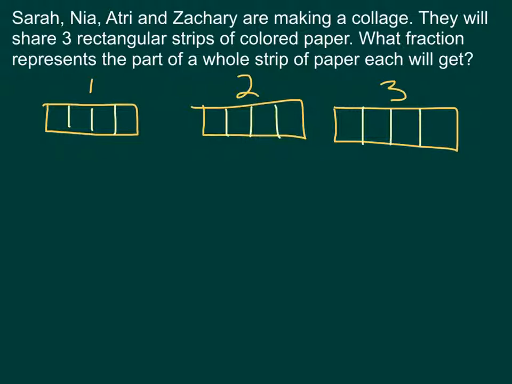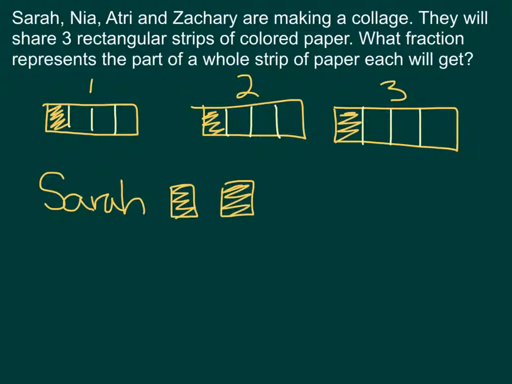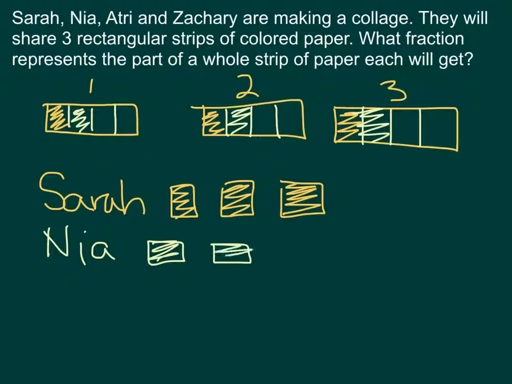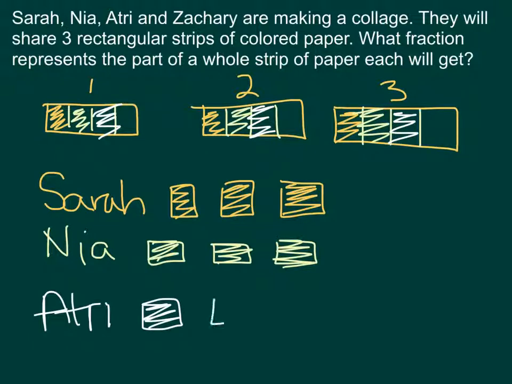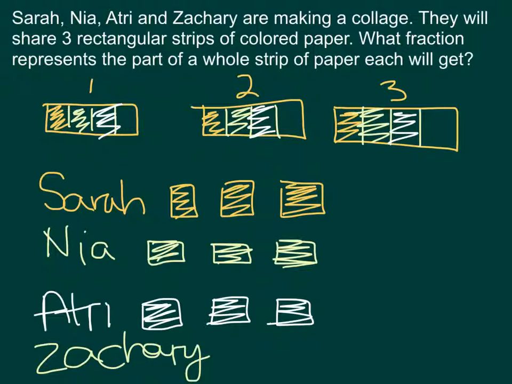So let's try that. Sarah is going to get this piece, this one, and this one. So she's going to have 3 of the 4. And then Nia is going to get 3 of the 4 as well. And Atri and Zachary. And I'm just trying to make his look a little bit different since I can't change the color between Zachary's and Nia's.